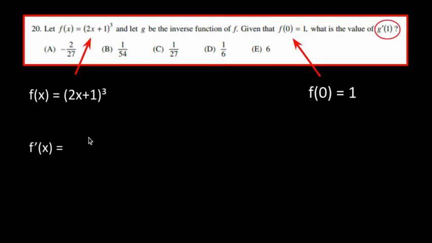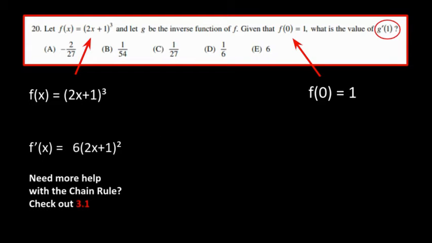Let's go. So f prime of x equals 6 times (2x plus 1) squared. Now, that one might be a little bit harder. If you need more help with the chain rule, then check out section 3.1. That's just like 2 sections before this. All right, f prime of 0 equals 6. So you just plug a 0 into the derivative function and get out a 6, and then from there we get g prime of 1 equals 1/6. Just 1 over your calculated value. It's as simple as that. So D, 1/6.